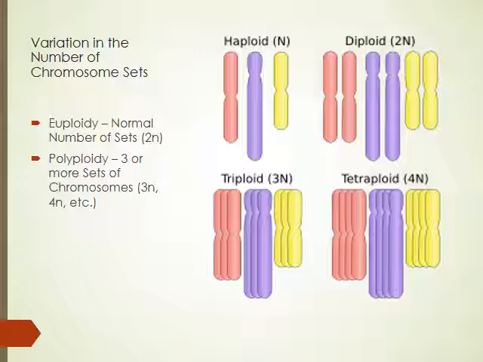So euploid means normal sets of chromosomes, 2N. Polyploid is 3 or more sets of chromosomes. What happens then? Humans don't tolerate it. It's not Down syndrome yet. That's going to be the next step. Humans don't tolerate this. Animals don't tolerate this. There's no point in fixing it. You're dead. It dies very, very early. It doesn't work. Plants, they use this all the time as a means of speciation.